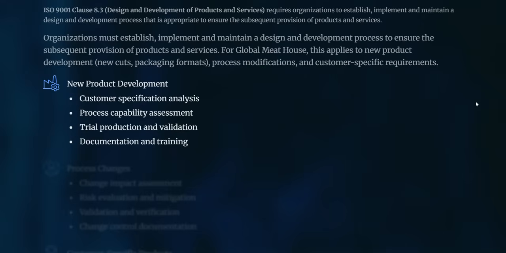New product development. What must it cover? Wherever it's implemented, it must cover the following. If you are implementing a new product development, it must cover one, customer specifications analysis, two, process capability assessment of your organization, three, trial product and validation. Before you roll out, you must conduct the trial and validation. And fourth, the documentation and training.